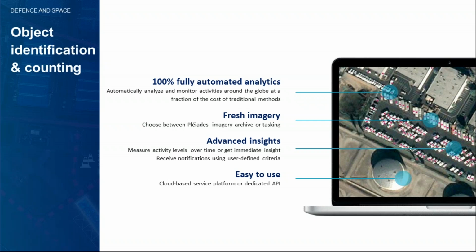So our aircraft algorithm allows you to detect, count, but also identify 5 classes of aircraft. You can get results in minutes when you run this analytics over your area of interest for a single date. These results can also be accessed via API. You can set up a monitoring project over time for multiple dates and for multiple areas. And this algorithm also uses Pleiades imagery.